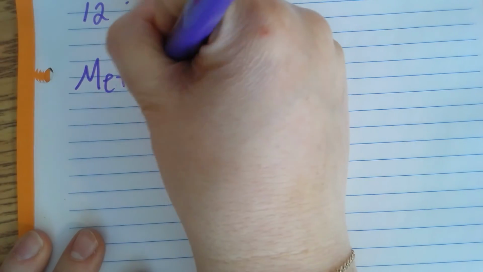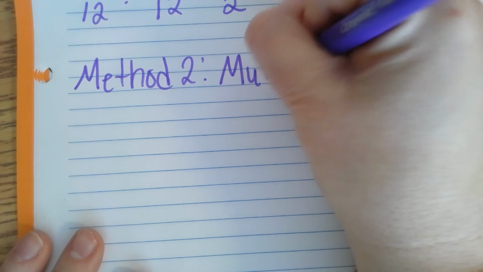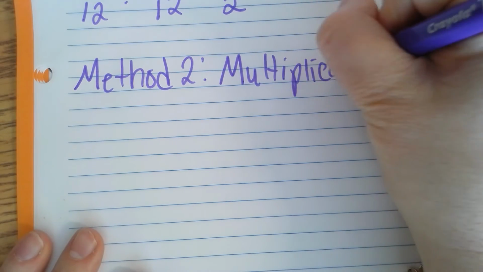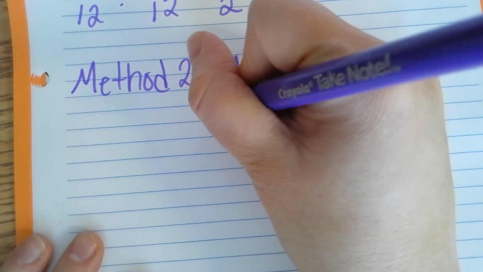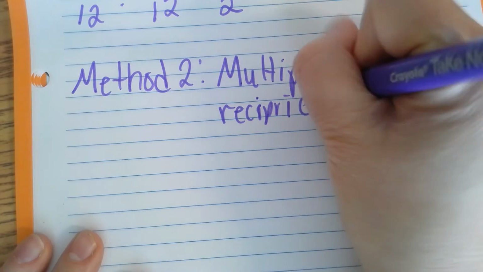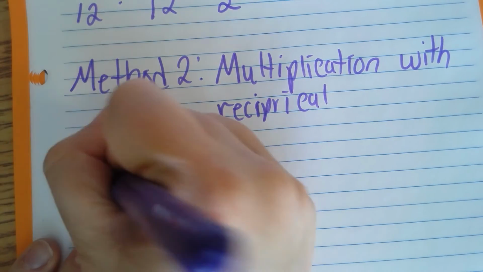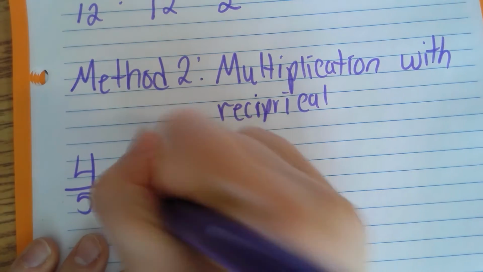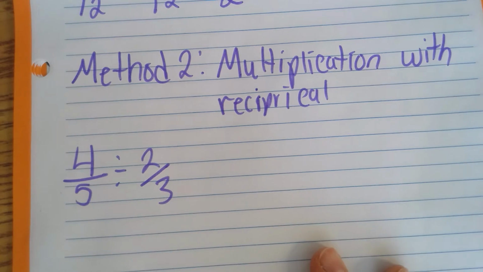Your second method would be multiplication with the inverse, or with the reciprocal, I guess. So, say if I had 4/5 and I wanted to divide it by 2/3. So one way that I can do this is I can use the reciprocal of 2/3.